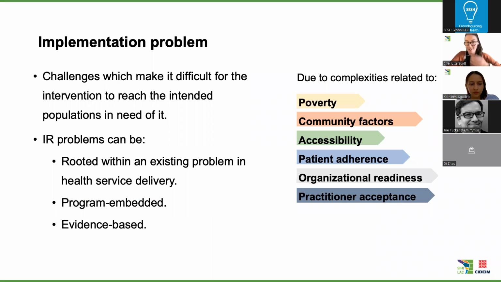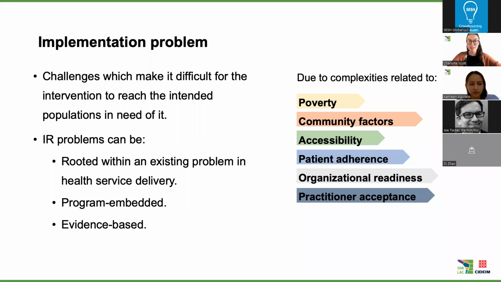So the next key concepts, like we just mentioned within the context of the intervention, are implementation problems. So these are challenges which make it difficult for the intervention to reach the intended populations that are in need of them. Implementation research problems can be either rooted within an existing problem in general health service delivery, they can be embedded within a particular element of a program, or they can be evidence-based. By being evidence-based, this could mean, for example, based on statistics and the lack of coverage of an intervention among a population.